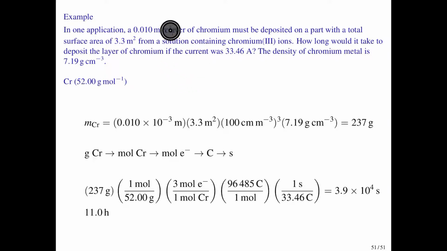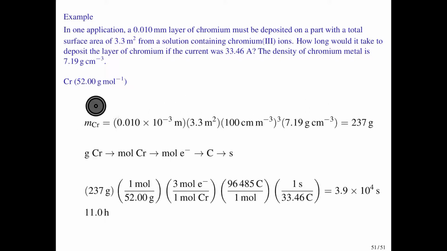So this chromium layer has a volume. The surface area times the height gives you the volume of chromium that needs to be deposited. You can then use the density of chromium and that volume to figure out the grams of chromium you need to deposit. Once you know the grams of chromium, you can convert that to moles of electrons, then to charge, and then using the current, you can convert that to the seconds required to do the electroplating. So this first calculation involves converting the density and the dimensions of the part to grams.